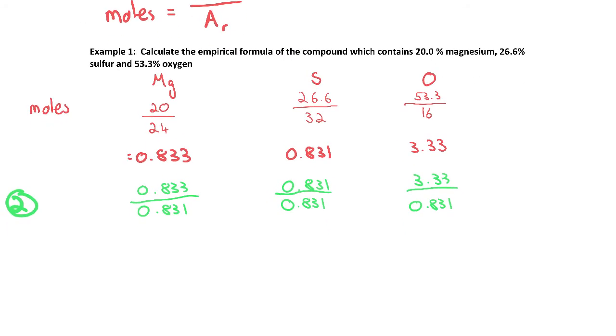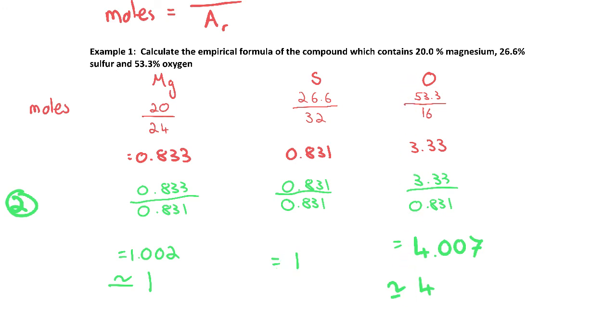will then give me 1.002. So that's basically 1 for my magnesium. It'll give me exactly 1 for my sulfur, and for my oxygen, 4.007, which is essentially 4. So what we're looking at here is that we have 1 magnesium, 1 sulfur, and 4 oxygens.